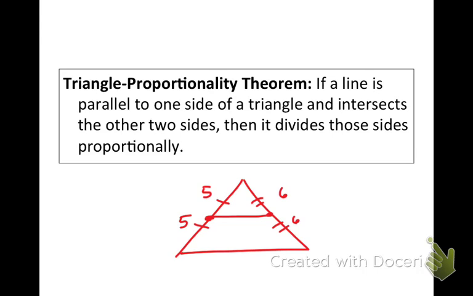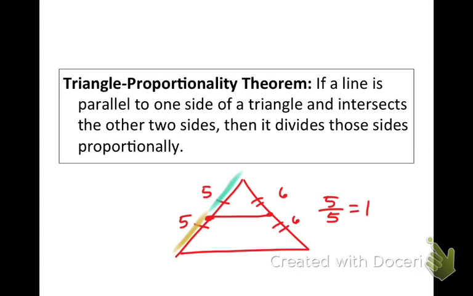If I read this theorem, it says, if a line is parallel to one side of a triangle, well, we knew that a mid-segment is parallel to the third side of a triangle. Then it divides those sides proportionally. So notice here, this green, if I set that up with a ratio to the bottom half, what would that ratio be? 5 over 5, which is 1. Do the same thing on the other side. Do you get 1? Yeah. Okay, so parallel to the third side, your sides are proportional.